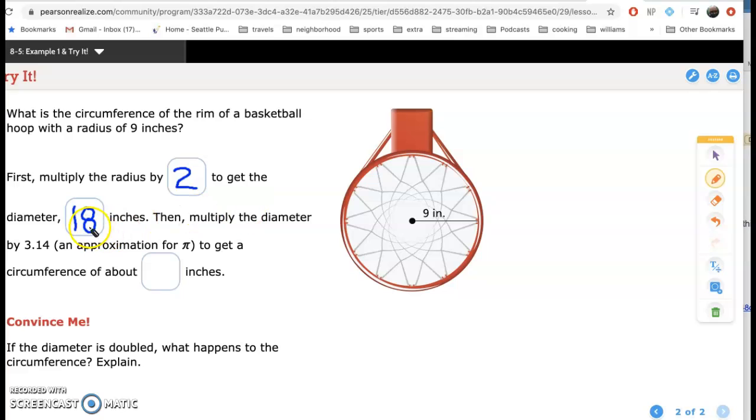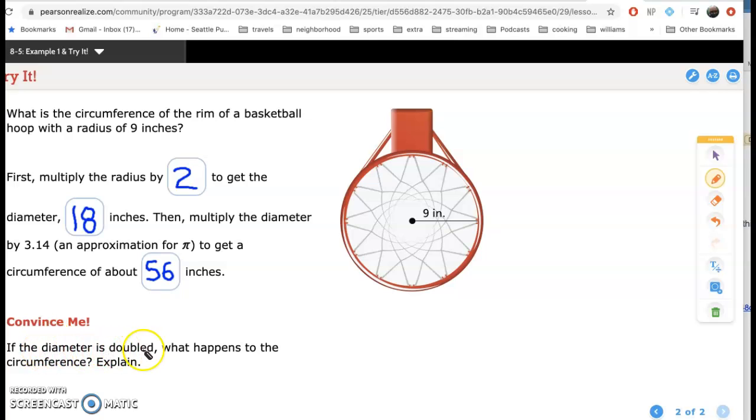So if I want to multiply 18 times 3, I say 18 and 18 is 36, and another 18 is 54. So that gets me the 3, and then I multiply the 0.14 times 18. It'll give me maybe, I don't know, about 2-ish. So I'm going to say about 56 inches right here, right? That's just 2 more than 54.